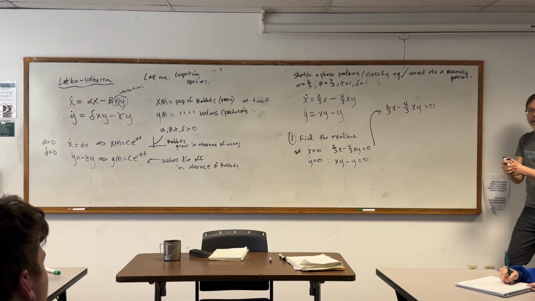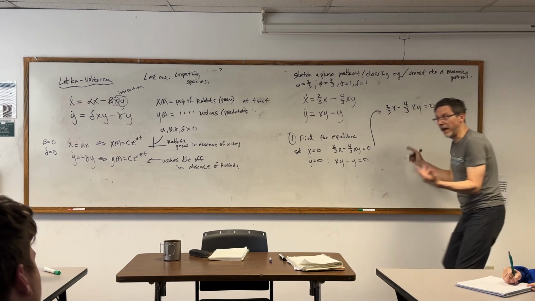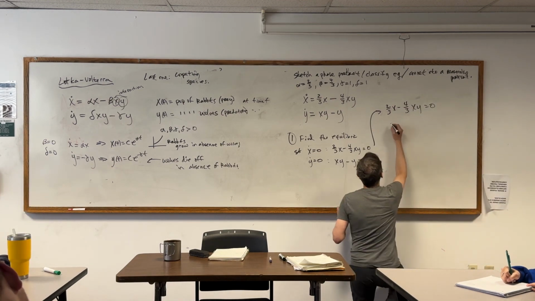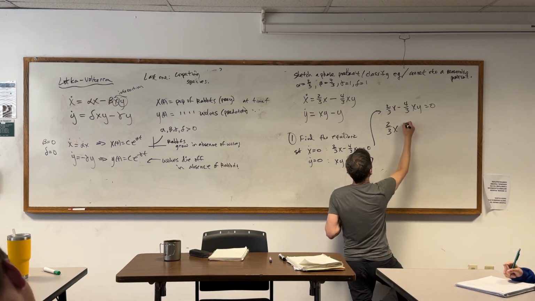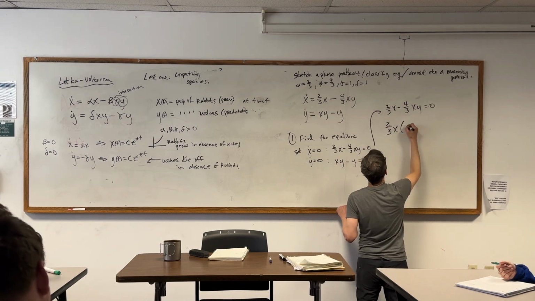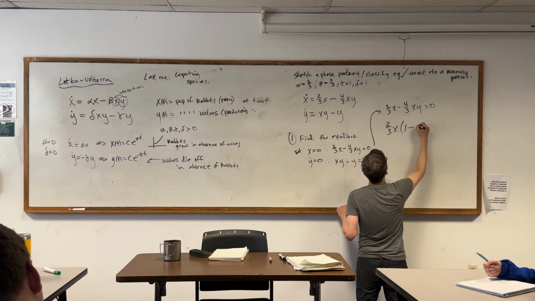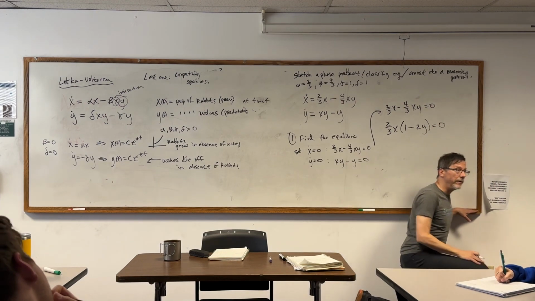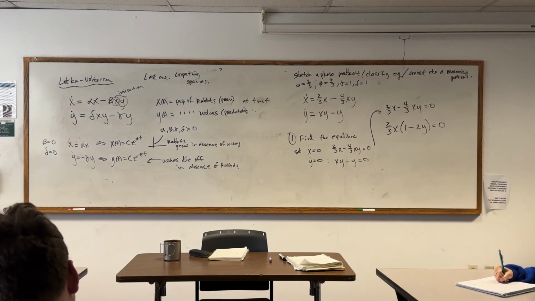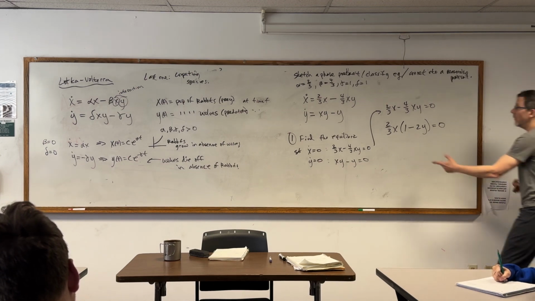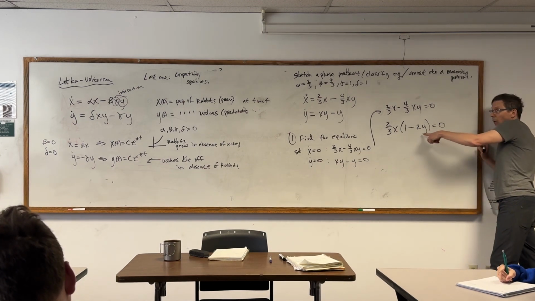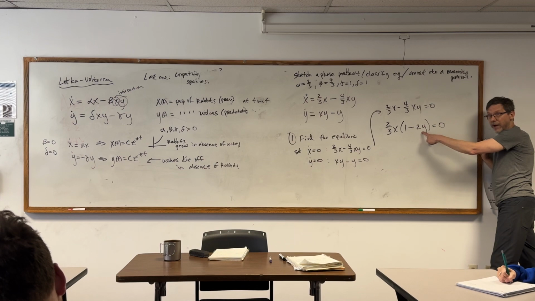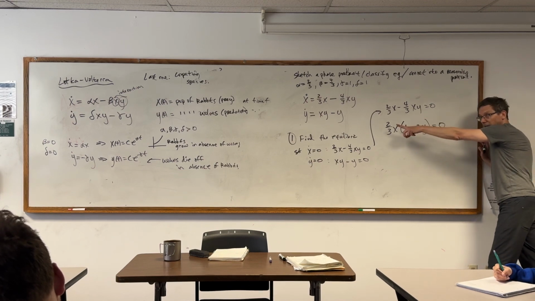Lulu, what you got? Factor it. Factor it, yeah. There's some nice factoring that happens here, right? We've got a 2/3 x that can come out front, and then I've got 1 minus 2y, and that's pretty lovely. So this tells me that when x is 0, or when y equals 1/2, x dot is 0.